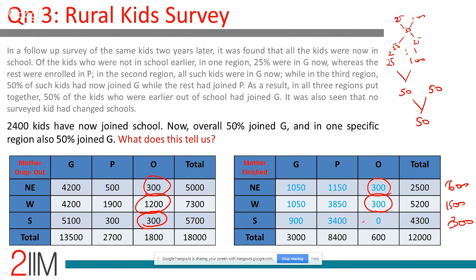Done. So the Northeast should have seen a 25% shift. South should have seen a 100% shift. West should have seen a 50% shift. This 25 and 100 mixed in the ratio 2:1 gives us a 50. That 50 with the West remaining 50 gives us a 50 overall. That math insight, the averages, alligations and mixtures insight, has helped us nail this problem.